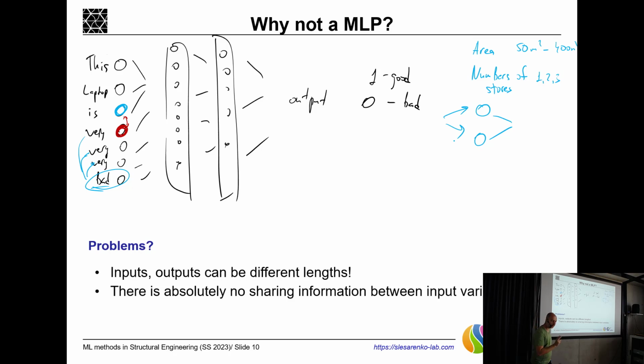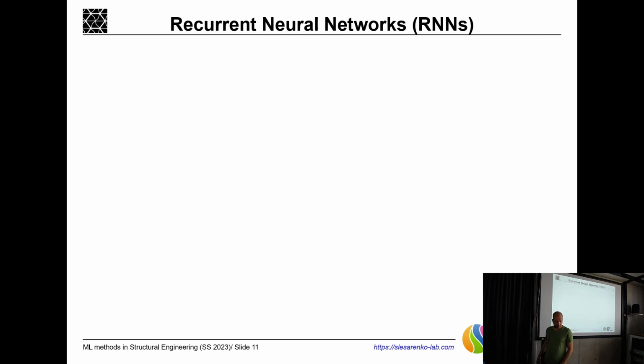And therefore, there are two main problems with the classical architecture here. Its inputs and outputs can be different lengths. Again, in this case, the output is the same, but inputs can have a different length. And also, there is absolutely no sharing of information between input variables. Absolutely nothing happens on this input layer. So that's what I talked about just a minute ago. So that's a problem. And therefore, in order to solve this problem, what we came up with is so-called recurrent neural networks. And it looks quite interesting.